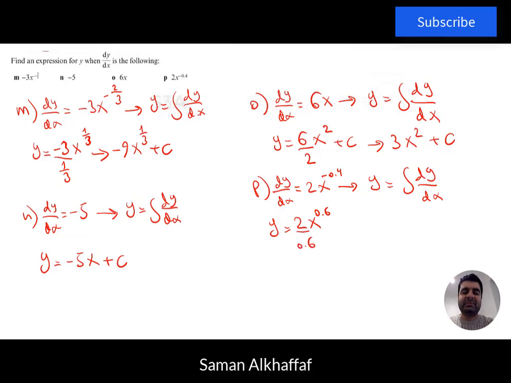So that means we can have plus c, so that will mean we can have 20 over 6 x to the power of 0.6 plus c. So for us to simplify this, we can divide both by 2, so that will give us 10 over 3 x to the power 0.6 plus c, which will be our answer for part p.